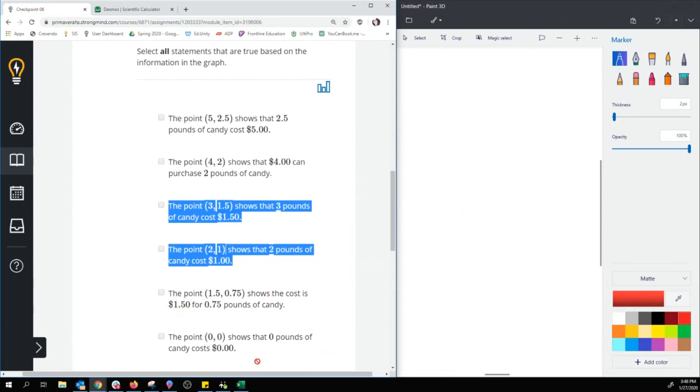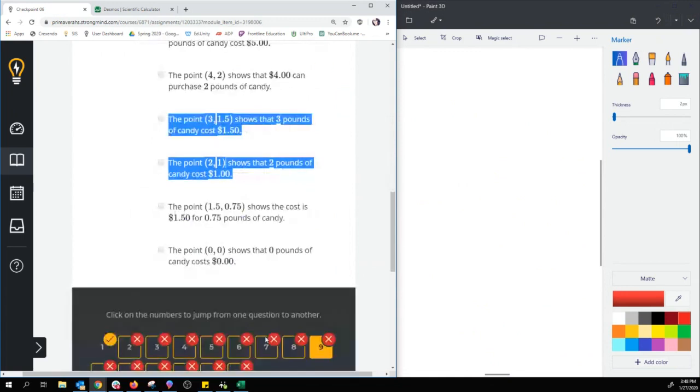And then the very last one, the 0, 0. If I don't buy any candy, I don't pay any money. So that one is yes, perfect. So for this one, we'd have these two, and then this very bottom one, the 0, 0, 1. So we should have 3. Perfect. Number 10.